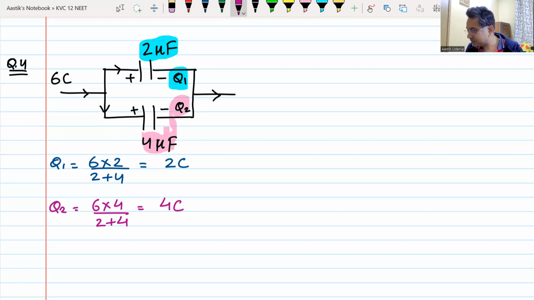Yes, sir. No doubts on this one? Okay. So this was about capacitance and how charge and current get divided here. Let us move ahead.